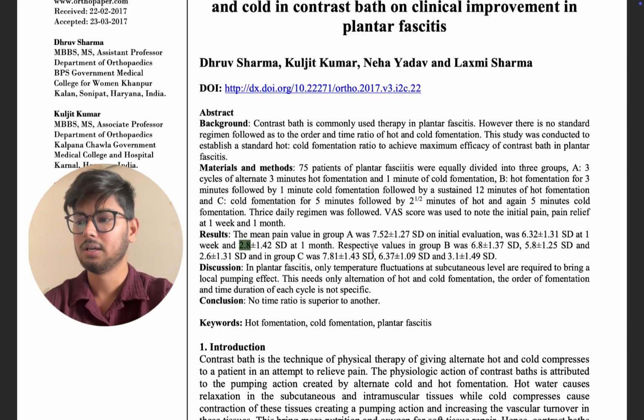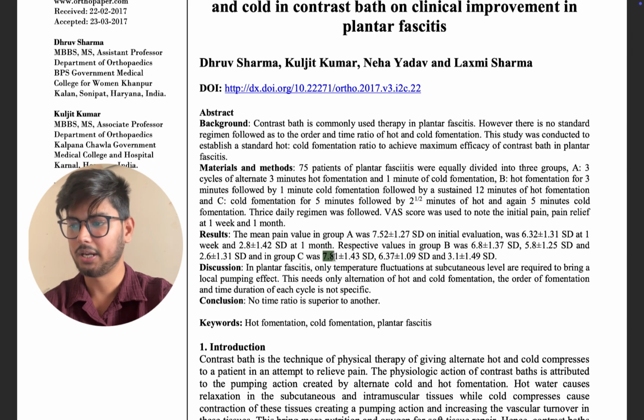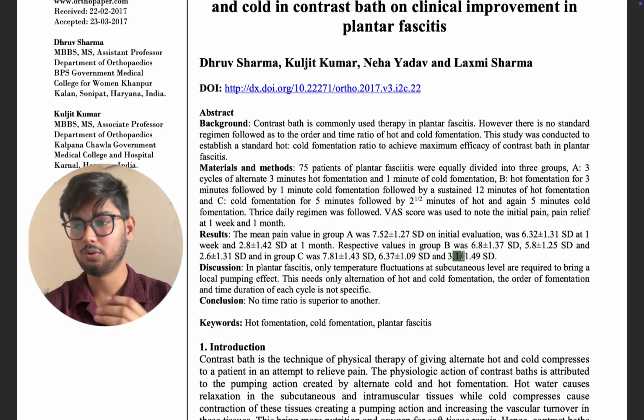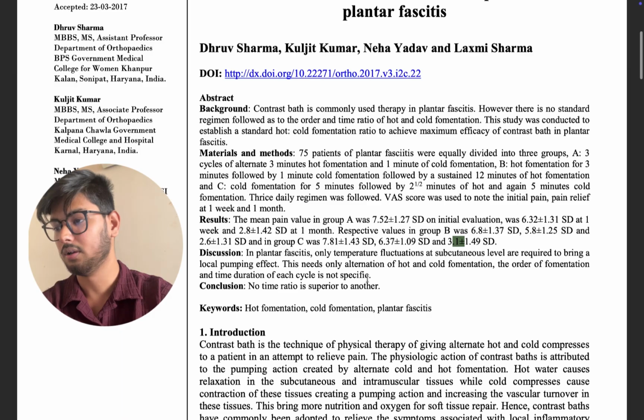Similarly, you will check the respective values for group B. As you can see, first we are getting 6.8, then 5.8, and then 2.6. That means we are again getting positive results in this group, and in group C, 7.81, then 6.37, and in the end 3.1. So group C also shows us positive results. All three groups are showing positive results with their different treatment durations. That means all three groups benefited from the contrast bath.